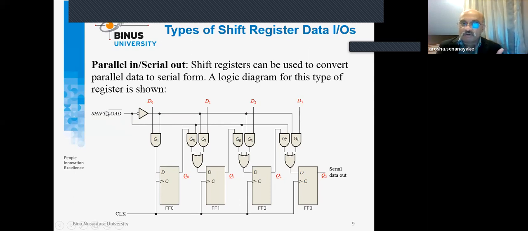What is the meaning of load? We want to load the value, as I told you just before, 1 0 1 1. That means we are loading the value 1 0 1 1 to the D-type flip-flops, and no shifting will occur. How do we guarantee that? This is just a single signal. As far as the signal is low, we are loading data. We are loading D0, D1, D2. No shifting.